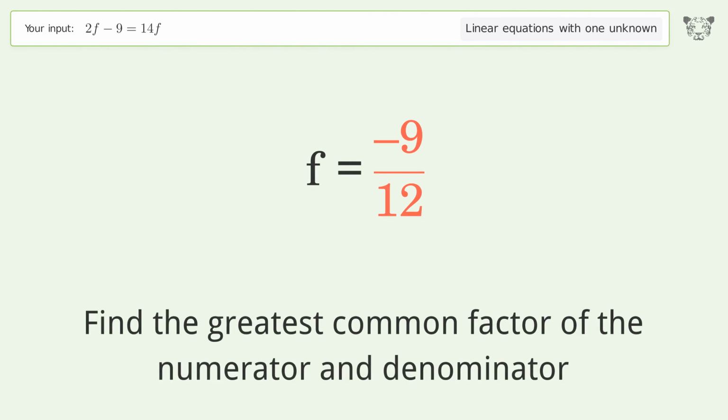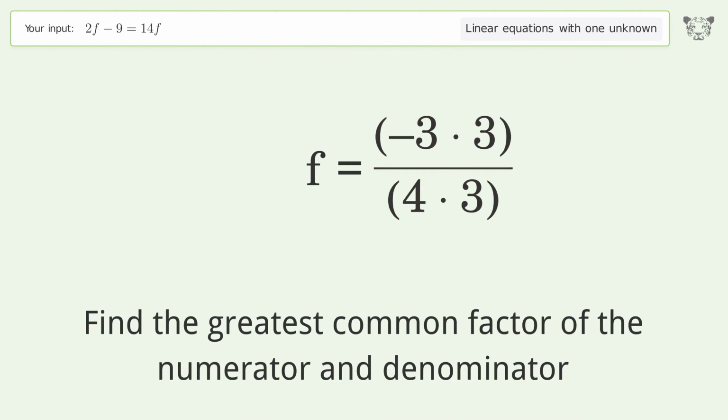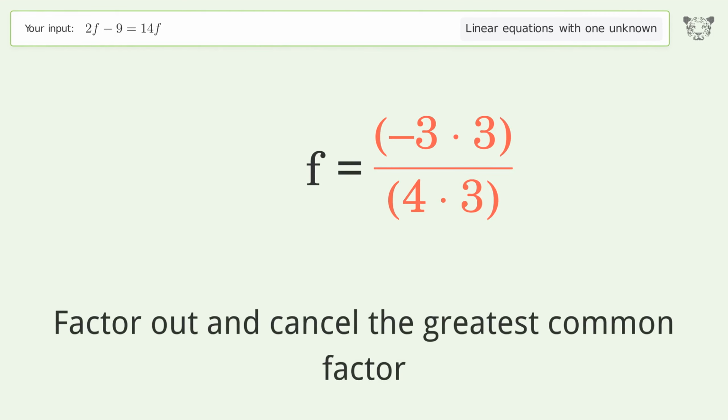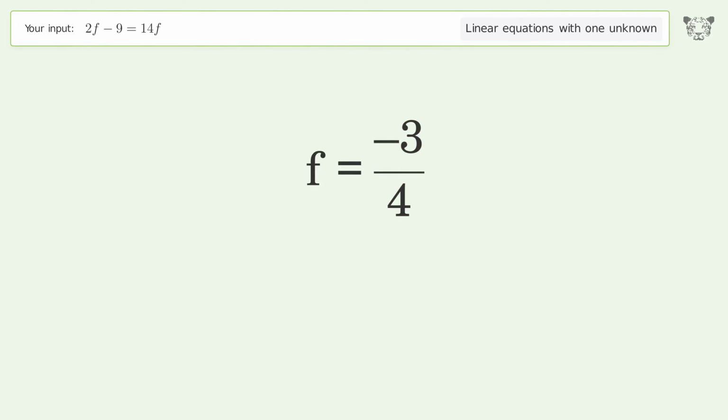Find the greatest common factor of the numerator and denominator. Factor out and cancel the greatest common factor. And so the final result is f equals -3/4.